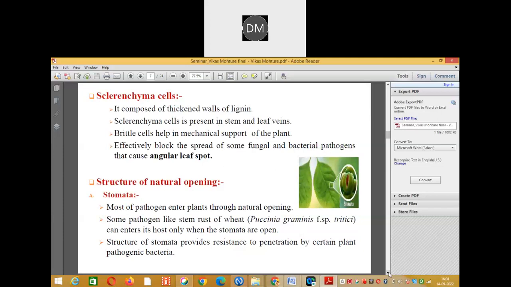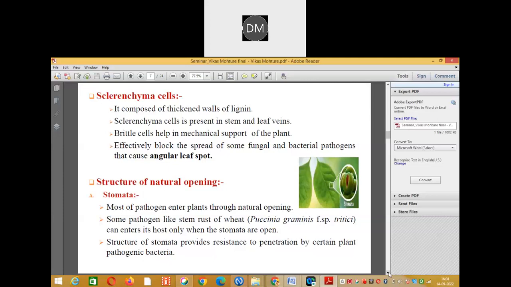Another type of structural defense is the sclerenchyma cell. It is composed of thick-walled lignin, and it is brittle. It helps in the mechanical support of the plant.